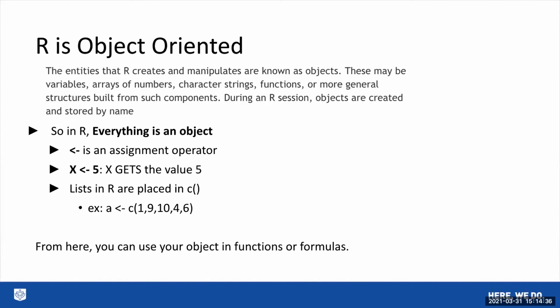And then if you wanted to create a list in R, you would essentially do the name of what you would want to name your data, followed by the assignment operator, and then c and parentheses. And then in these parentheses, you're going to want to put the values that are separated by a comma. And then from here, you can use your object in functions or formulas.